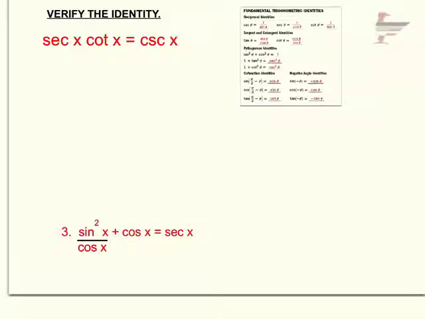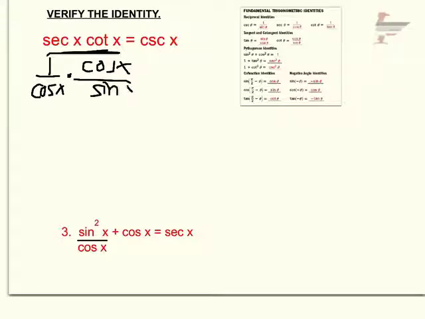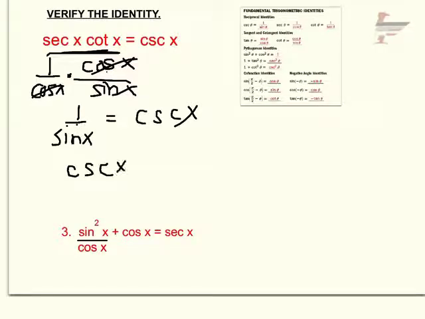Verifying still. So I'm going to work with the right-hand side, again, to try to get it to equal cosecant. So secant, you know, is 1 over cosine. Cotangent, you should be comfortable with, that's cosine over sine. And the cosines cancel out, right? So you have 1 over sine of x. We're trying to get to cosecant, and sure enough, 1 over sine of x equals cosecant. So that one wasn't too bad.